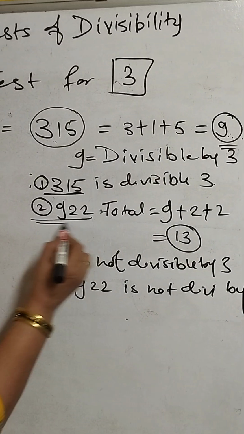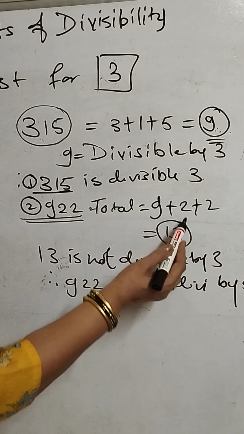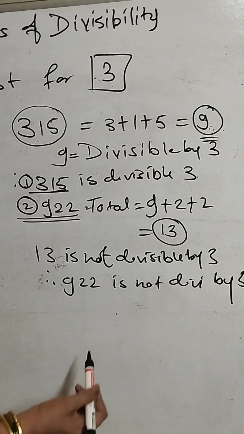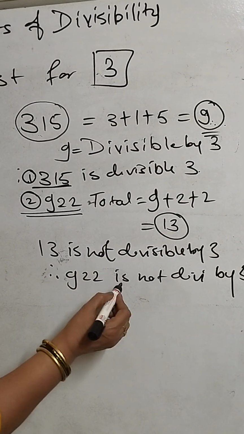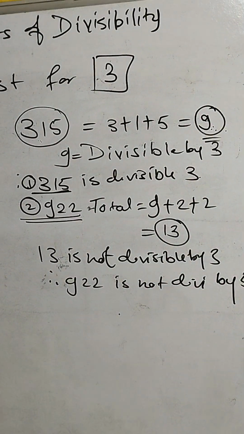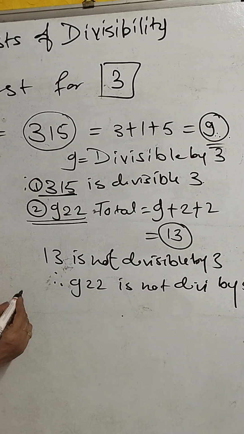In the second example, what happened? The total we have got here is 13, and 13 is not divisible by 3. So 922 is not divisible by 3. This test you remember very properly.